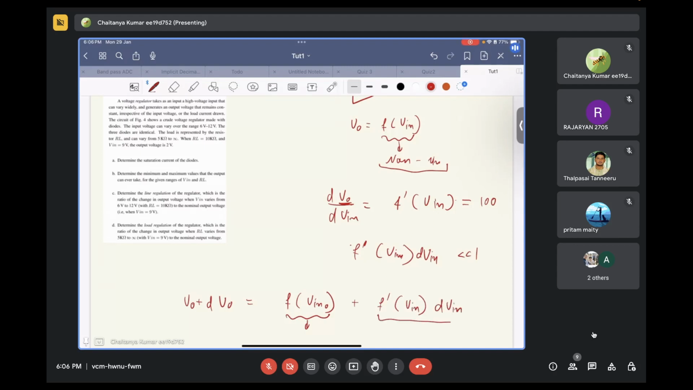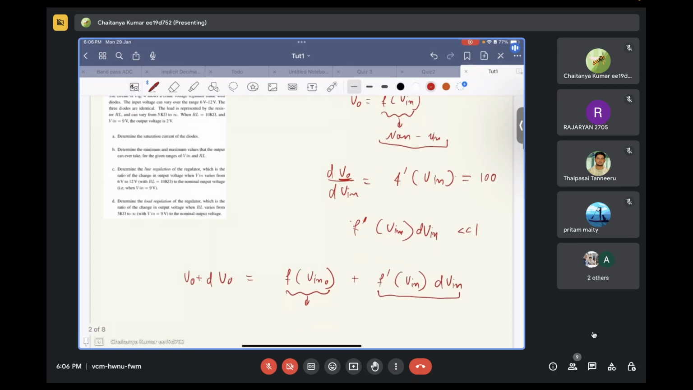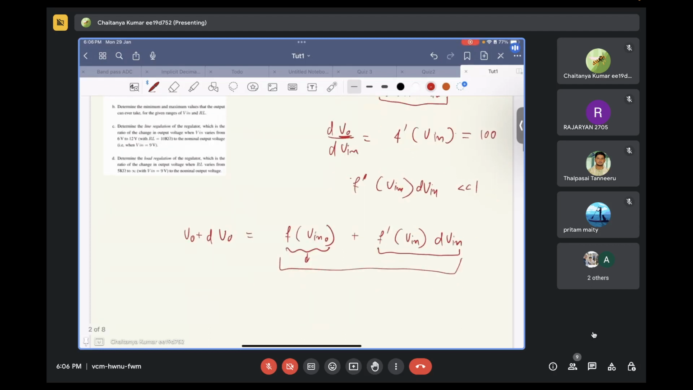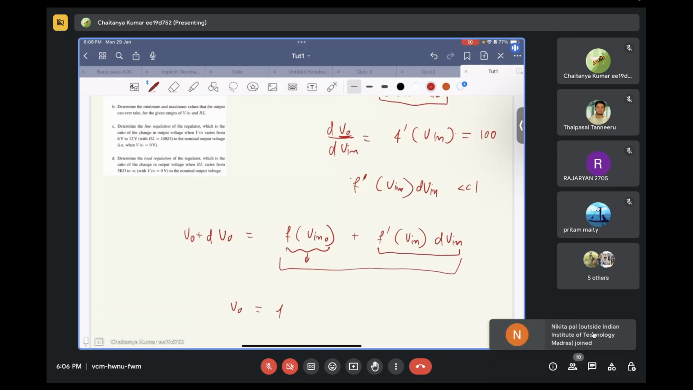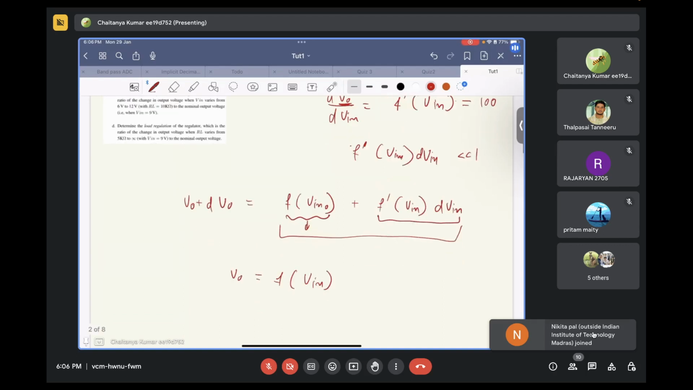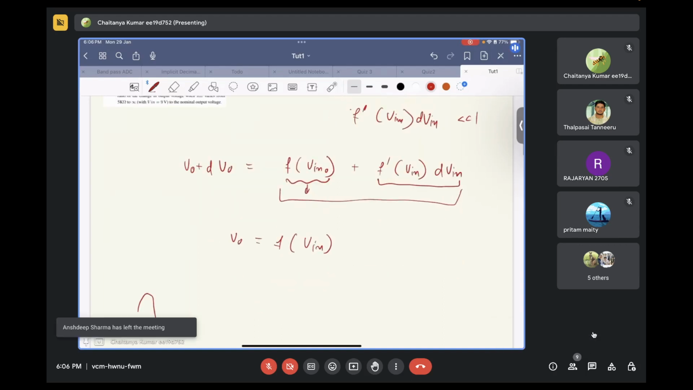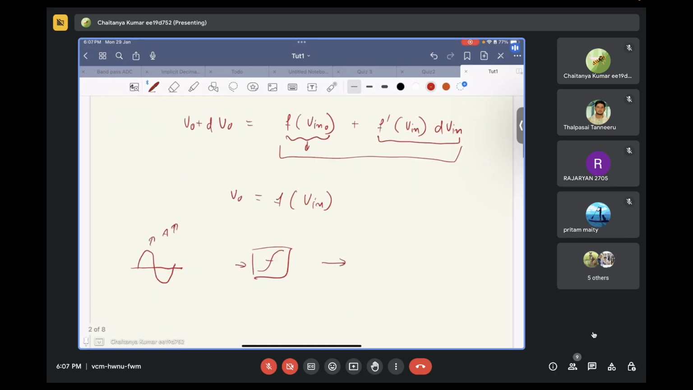Now, if this quantity starts becoming larger, then this approximation will fail, and you will have to rely on the original equation, that is Vo is equal to f of Vin. So in that case, let's say you gave a sine wave at the input. When the sine wave's amplitude is too large, it will pass through a nonlinear function, and you will get harmonics of the sine wave. So if your small signal approximation is not being met, then at the output you will have distortion in terms of total harmonic distortion.